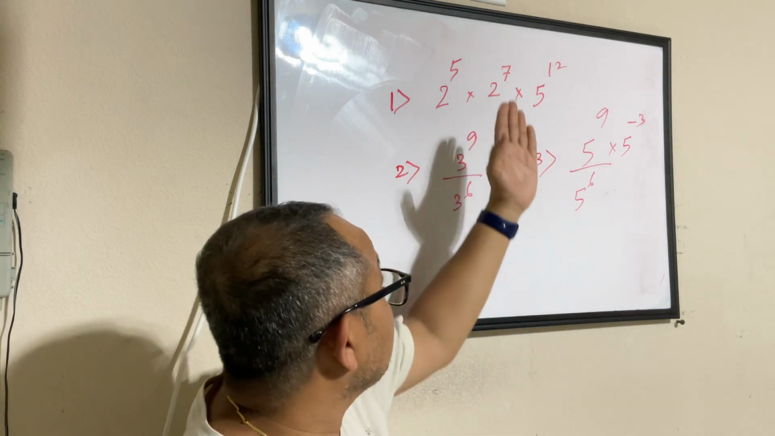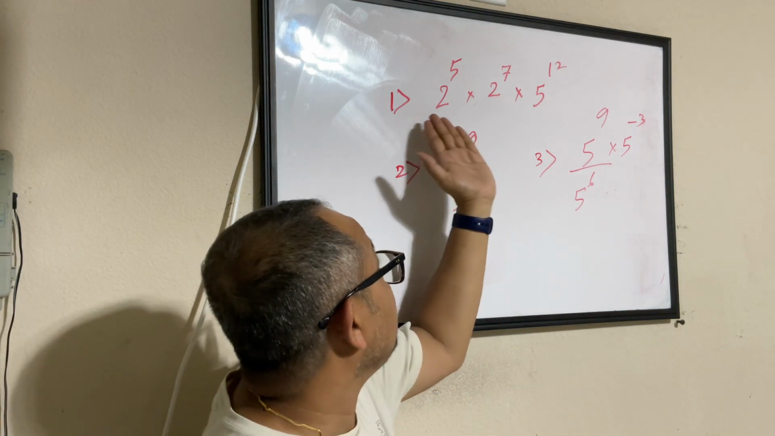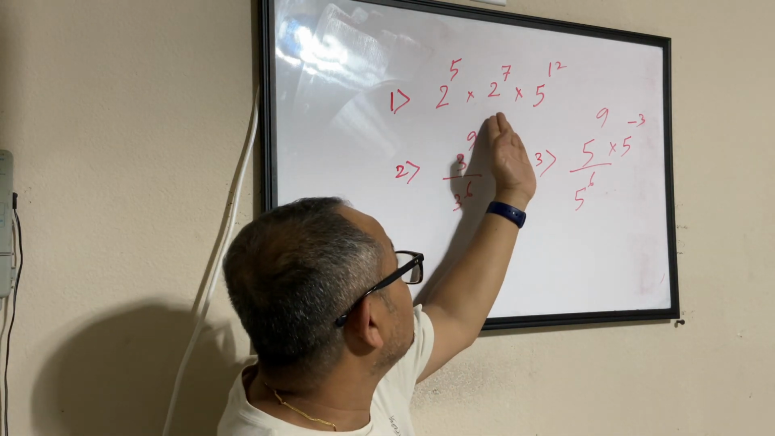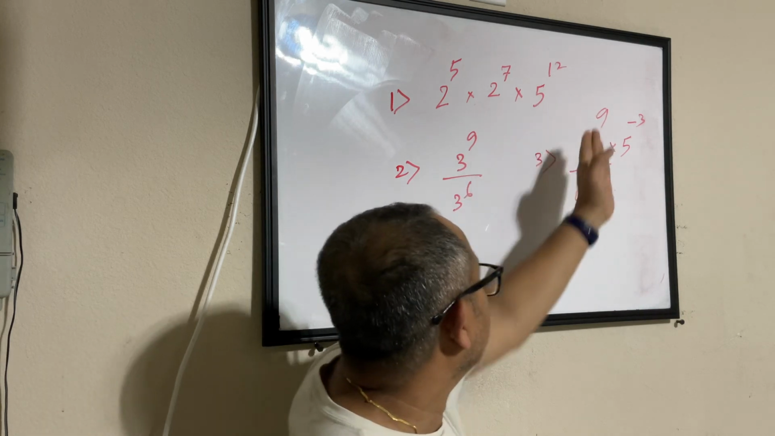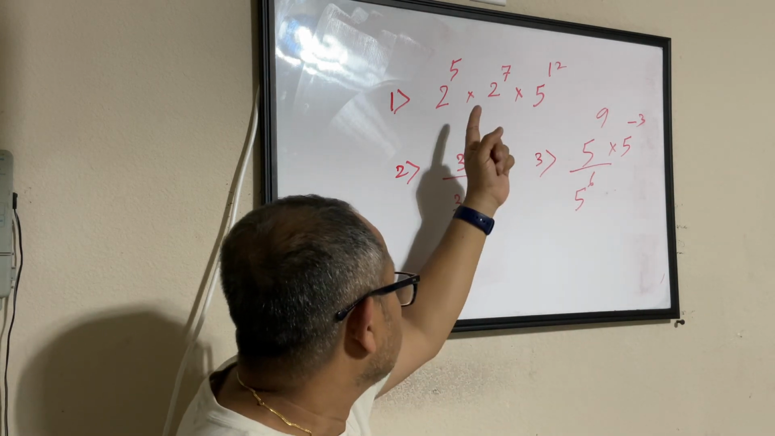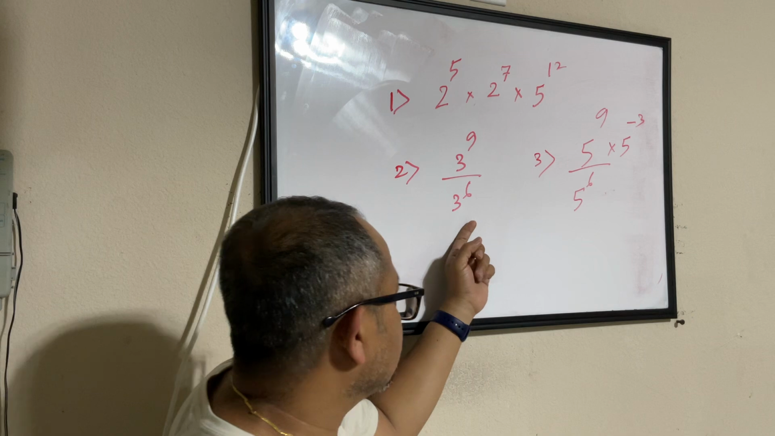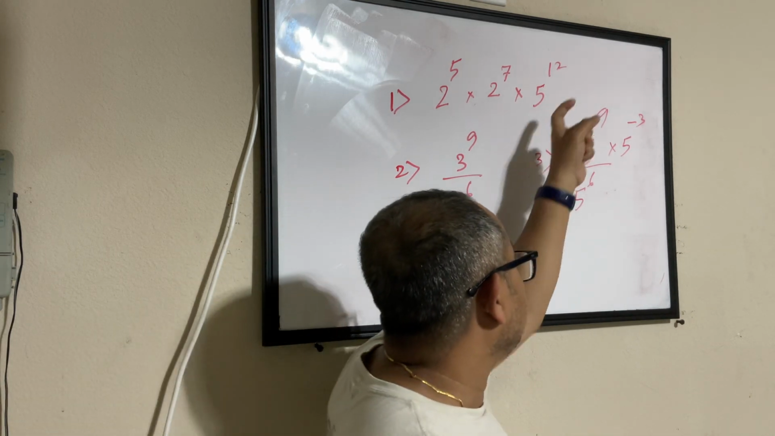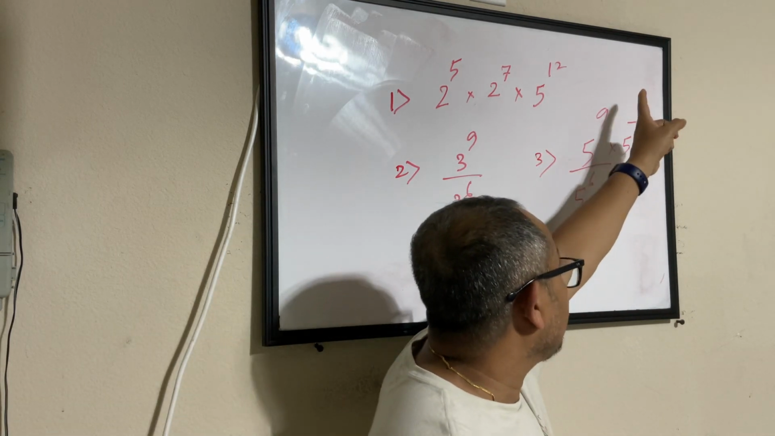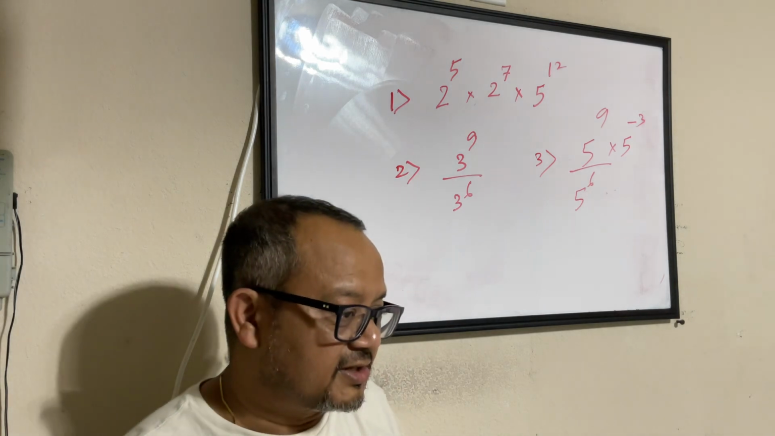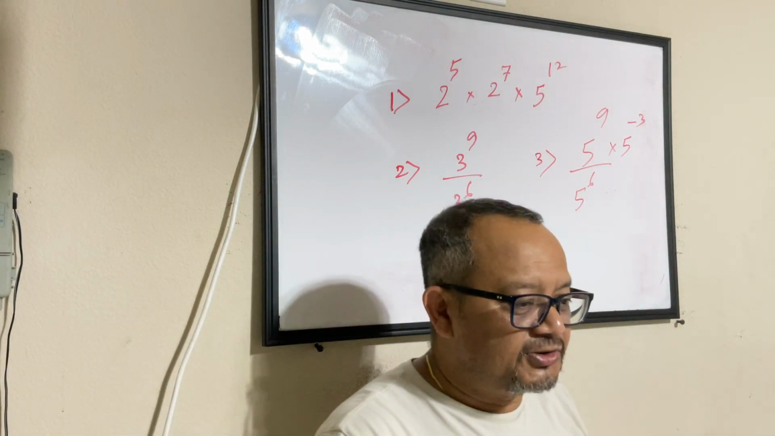So the three problems I'm reading for you guys one more time. 2 to the power 5 times 2 to the power 7 times 5 to the power 12. Second problem is 3 to the power 9 divided by 3 to the power 6. Third problem is 5 to the power 9 times 5 to the power minus 3 divided by 5 to the power 6. Let's see who all is close to getting the answer.